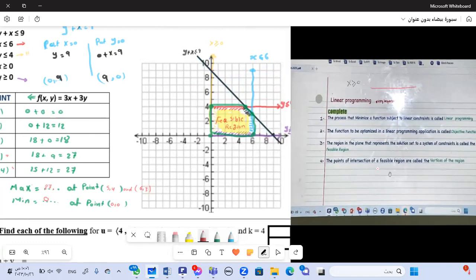So the fourth statement is very important on the final, inshallah, about lesson 6.5. Okay, any problem? Okay, so this is lesson 6.5.